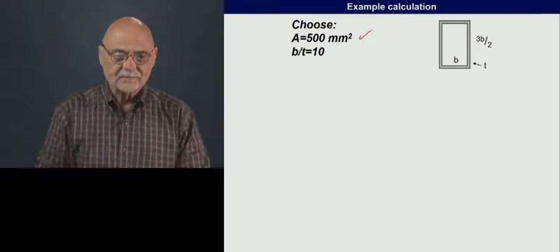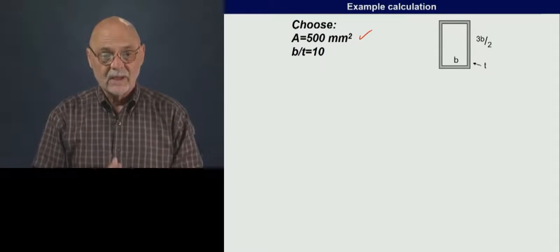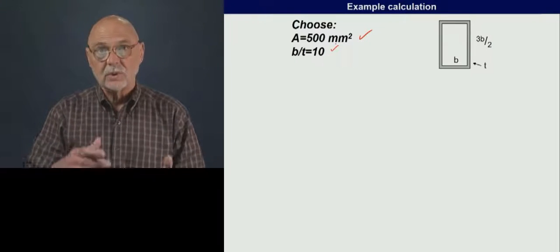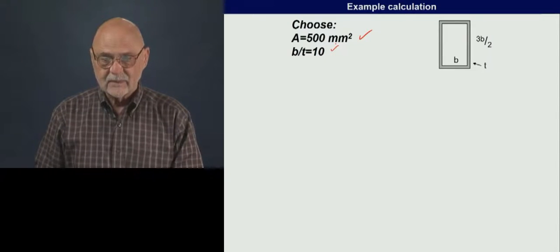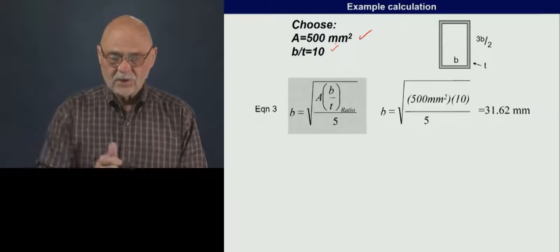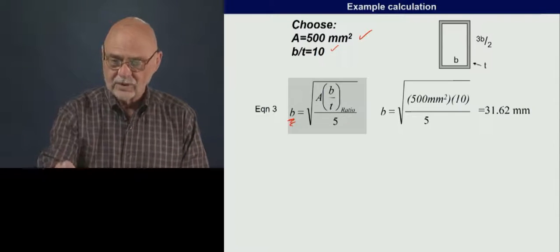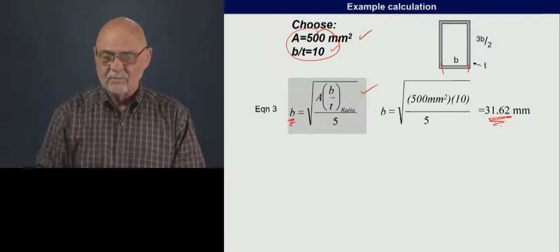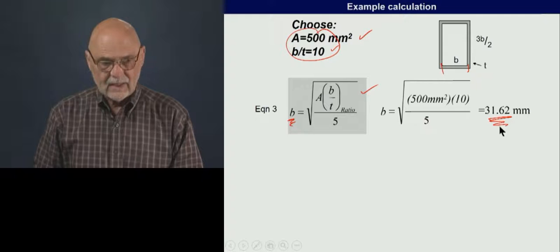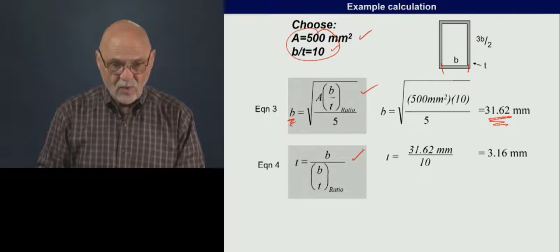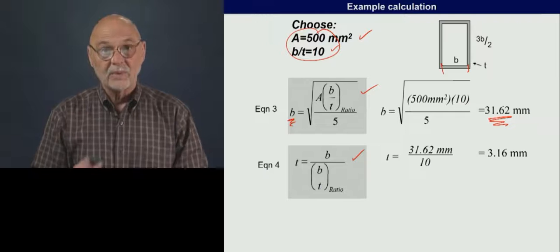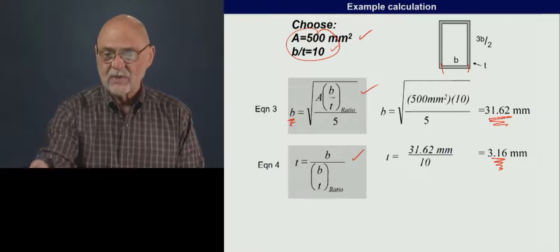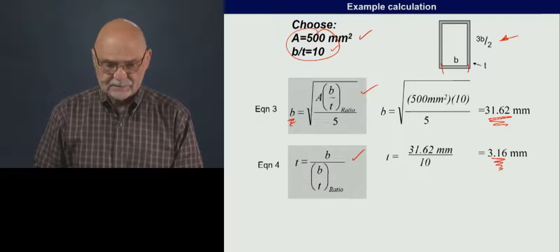So here we're choosing a cross-sectional area of 500 millimeters square. We just picked that out of the air. We're choosing a B over T ratio of 10, so we know this is going to fail by yielding. So we can solve for B. What will this be for these two parameters? We use this equation, and we come up with a B of 31.62. And then we can use equation 4 to solve for what the thickness of the beam would be. And here is that value. So now we've specified the cross section.